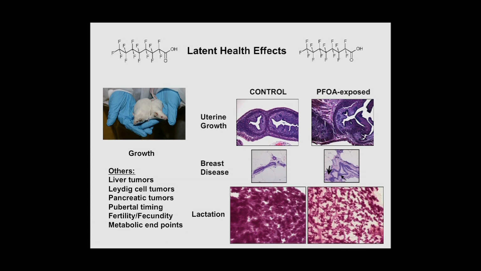We see advanced breast disease as the animals age. So in the breast disease section there, those are 18-month-old animals. And you can see that the stromal section of that mammary gland has actually formed a stromal hyperplasia at this point, very out of control development. And we have this effect on lactation. So it doesn't just affect these. It affects many other things, such as pubertal timing, liver disease, Leydig cell tumors in males, in rats, and metabolic endpoints such as insulin and leptin concentrations.